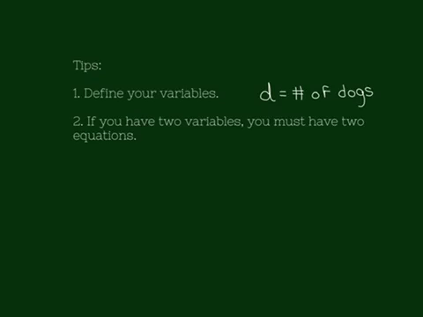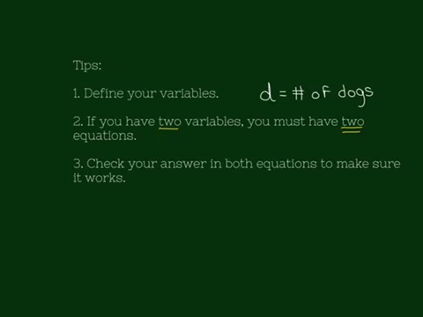Second, it's important to remember that if you have two unknowns, where you're going to need two variables, the only way that you can solve for those is to have two separate equations. Always remember to check your answer in both equations to make sure it works. If it only works in one of them, then it's not the correct answer and you need to go back and revisit your equations and your solution.